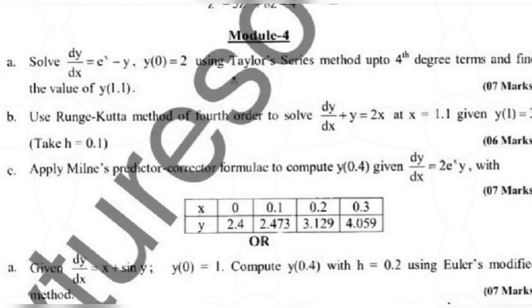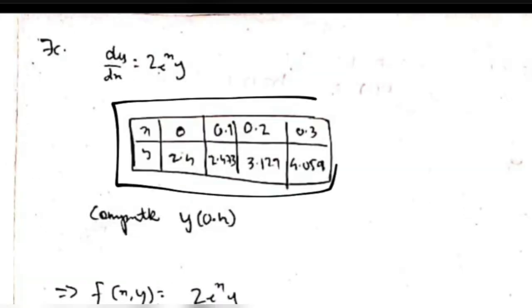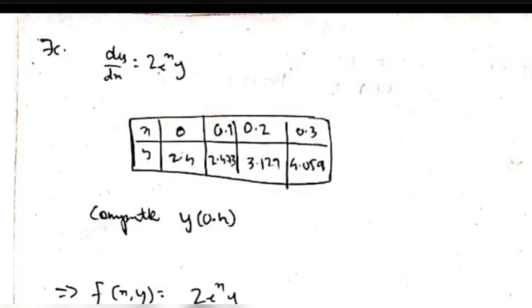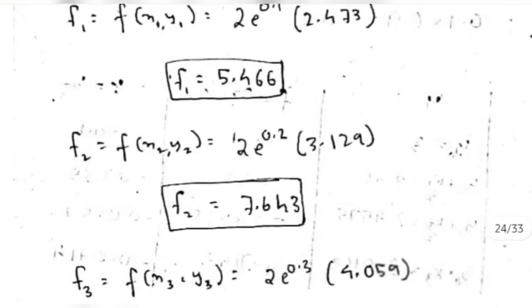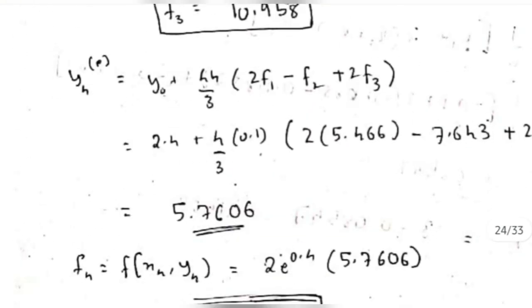In this question we have to find the value of y of 0.4, and the given equation is this, by using Milne's method. See, these are the values which we have, and this is nothing but x0, x1, x2, x3. Similarly y0, y1, y2, y3, and this is the equation, and by using these equations we will be finding what is f0, f1, f2 and f3. And we will be using these values in this equation, and we will be getting y4p.